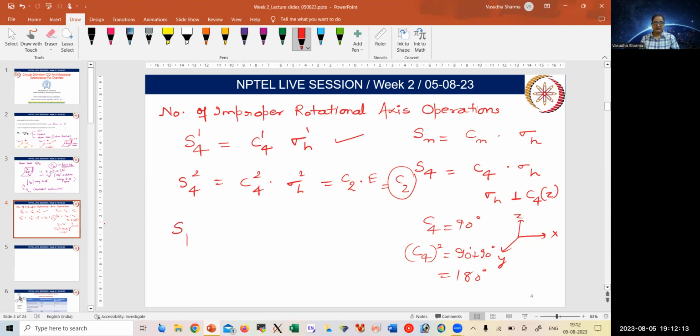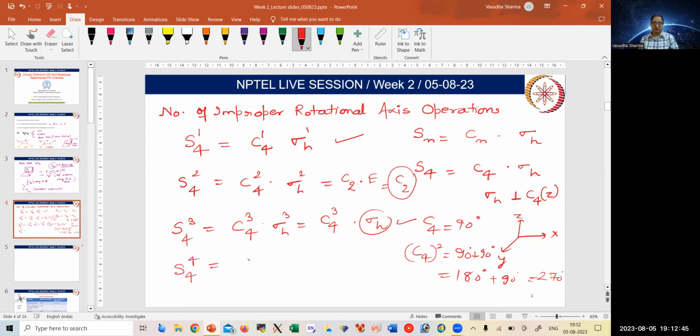So next one is S4^3, C4^3 into sigma h^3. Now C4^3 is three times, 180 plus 90 degrees, that is 270 degrees. So this operation will exist as such. And sigma h^3 would also exist as sigma. So one time plane of reflection, then another, then another. So two times will become identity, and the last we get a sigma. So this also will be considered.